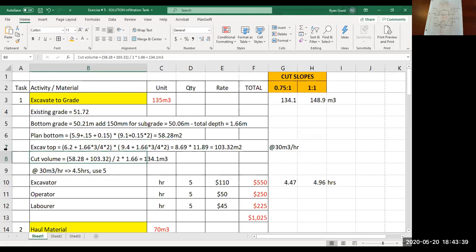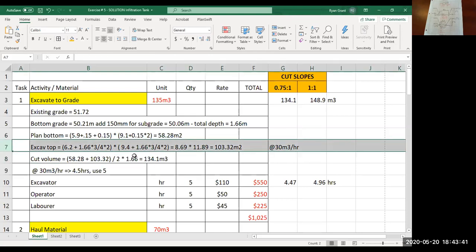That would give you your overall width at the top of the excavation. And then similarly, for the overall length at the top, you start with 9.4, you add the 1.66, do your adjustment for your slope, and times 2 because there's 2 of them. So you multiply this calculation times this calculation to give you your overall plan area at the top of the slope, which for a 3/4 to 1 is 103 square meters.